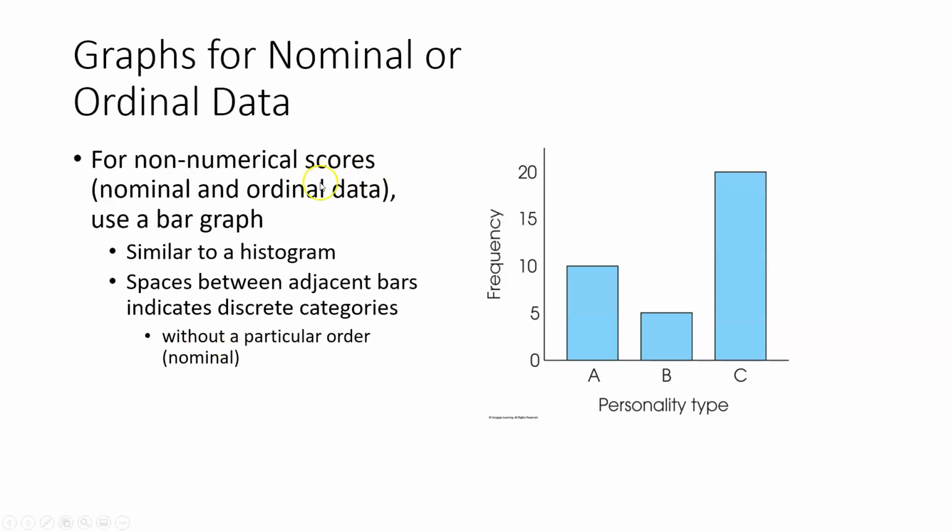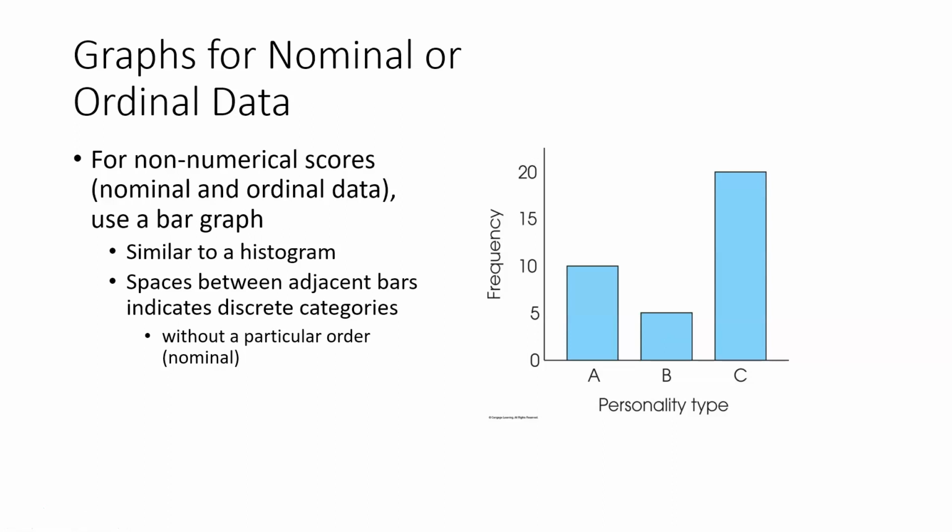So for non-numerical scores, like nominal and ordinal data, we use what's called a bar graph. It's very similar to a histogram, but there are spaces between the adjacent bars to indicate that this does not blend into this. These are discrete and separate categories, without usually some kind of particular order.